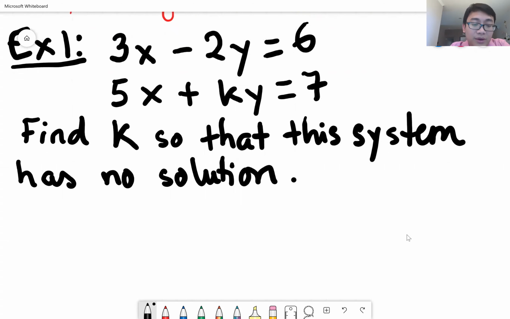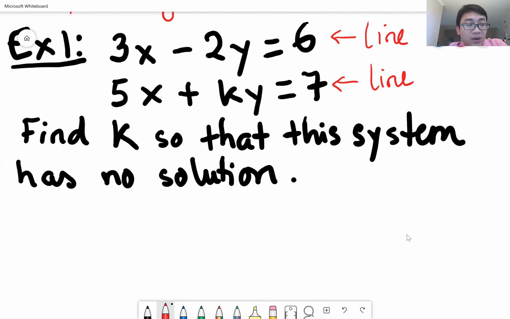So let's recall from Module 1. For a system of equations, the solution means where the two lines cross. What do I mean by that? Each of these equations represents a straight line, if you recall from Algebra 1. Each of these is a line, am I right? And in order to solve this, you learned in Algebra 1 that you have to graph it and see where they cross each other, or you use elimination.